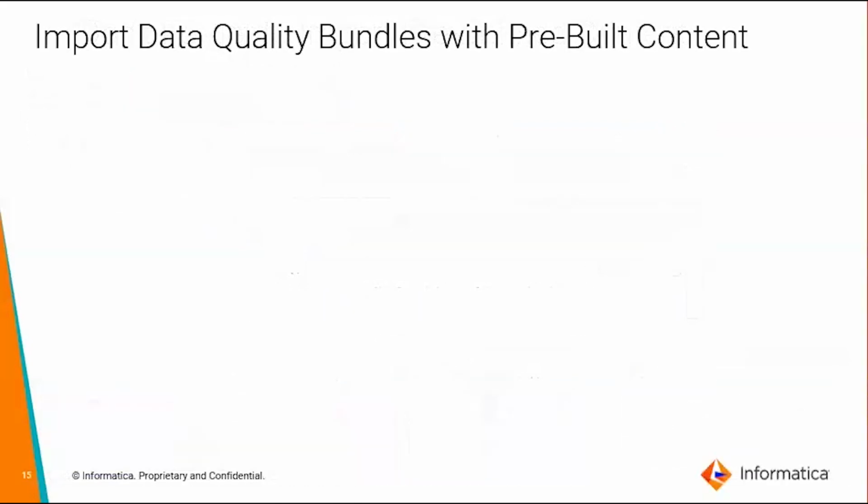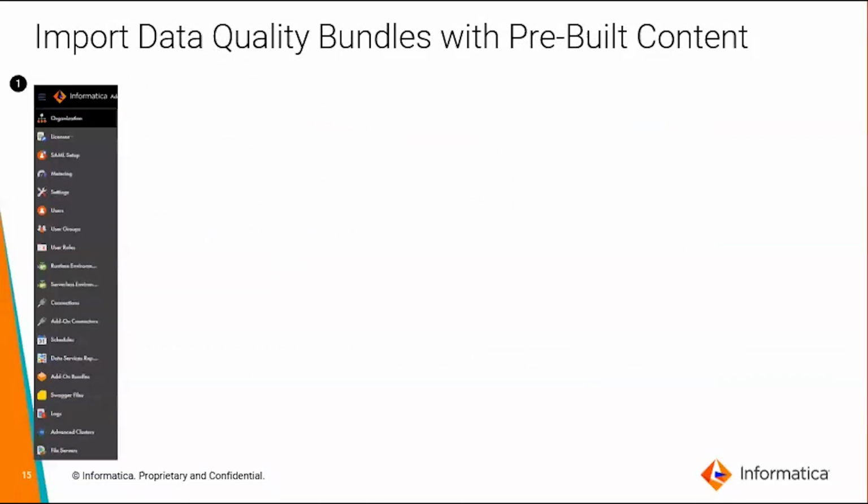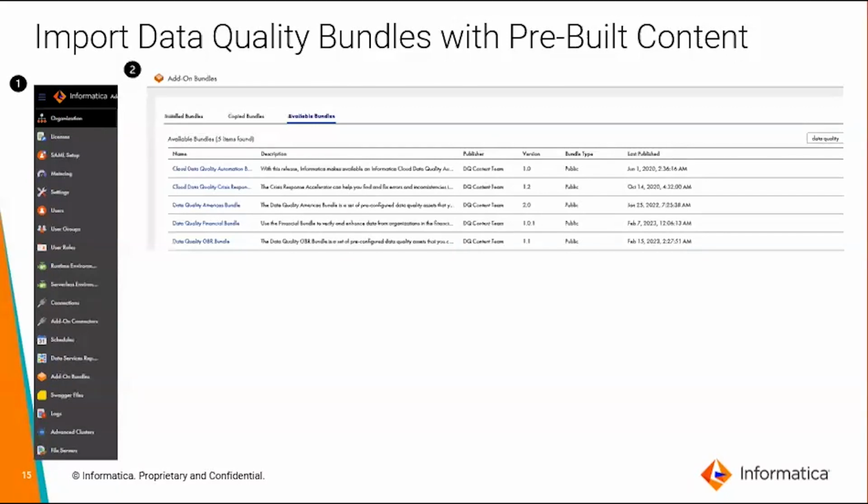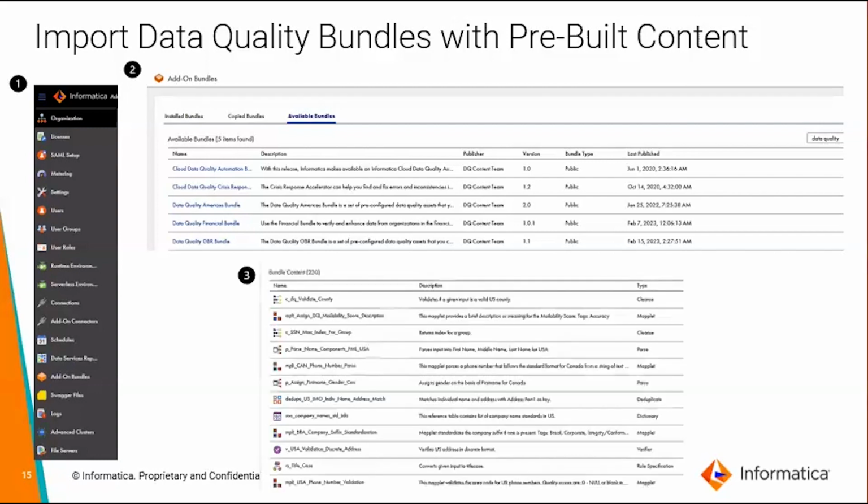And you'll also want to import the data quality content. From the administrator service, you'll see a section on add-on bundles. A bundle is a set of related mappings, mapping tasks, maplets, and other assets that users can leverage in data integration or data quality or other projects. In this case, we can leverage the data quality rules to take advantage of the pre-built logic, saving you time in development. You can see there's a number of different rules broken down by type of rule.